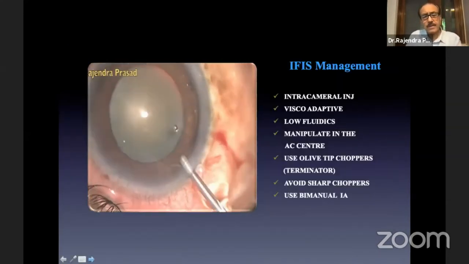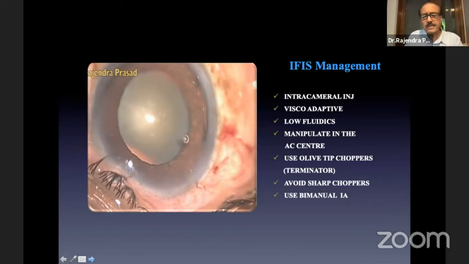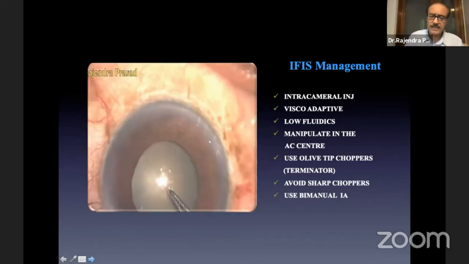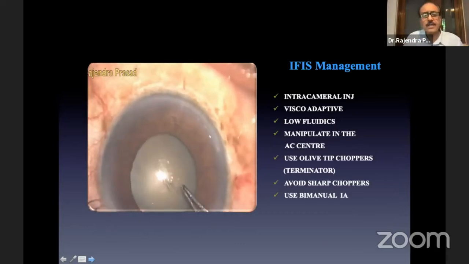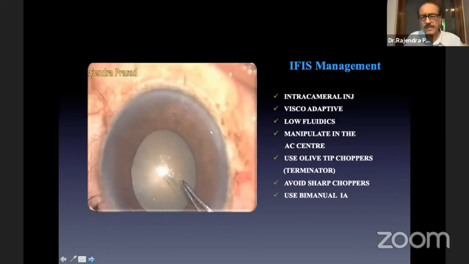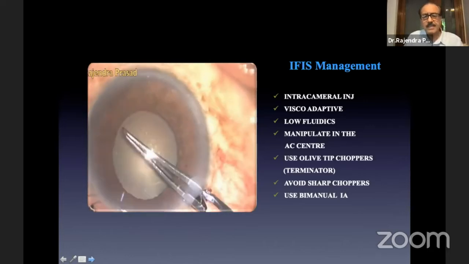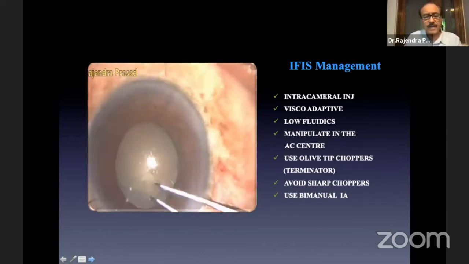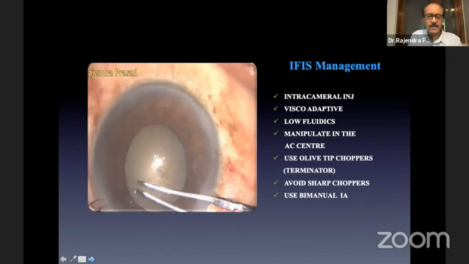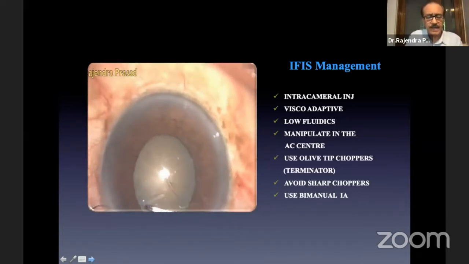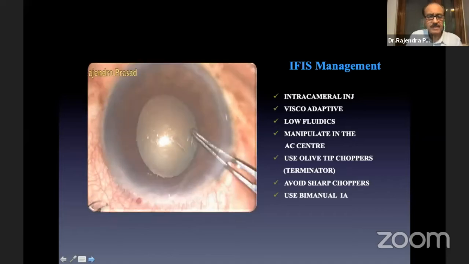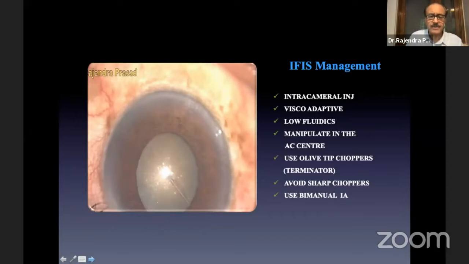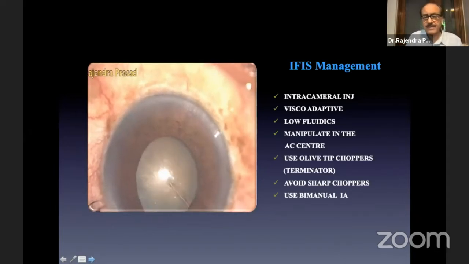You can just see this video, because this is the video where we have already done all these procedures. We have made a long tunnel, we have given the intracameral injection, we have used high viscosity adaptive OVDs, low fluidics, and all these parameters have been taken care of. Since the pupil dilated around 4 millimeters before the surgery, I decided to continue the surgery. I'm creating a capsulorhexis, and you can very clearly see I'm able to create a capsulorhexis of around 4 millimeters in this particular case.